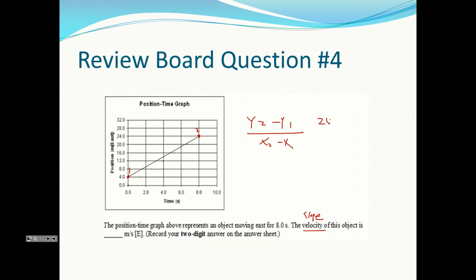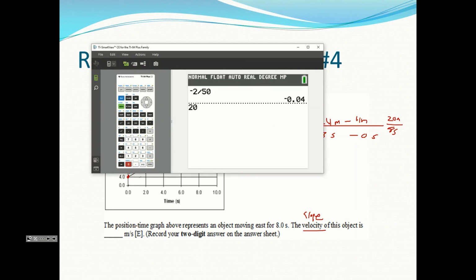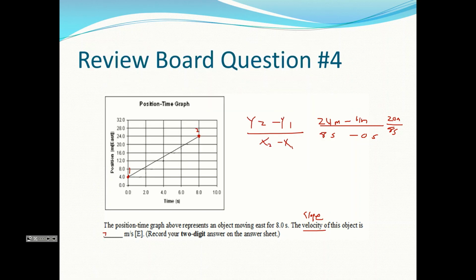y2 is 24 meters. y1 is 4 meters. x2 is 8 seconds minus 0 seconds. So we have 20 meters over 8 seconds. And what is 20 divided by 8? 2.5. So the only correct answer is 2.5 meters per second. And once a 2-digit answer, this is 2 digits. And that's it.